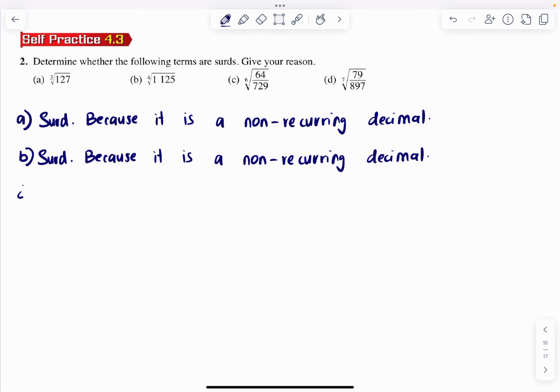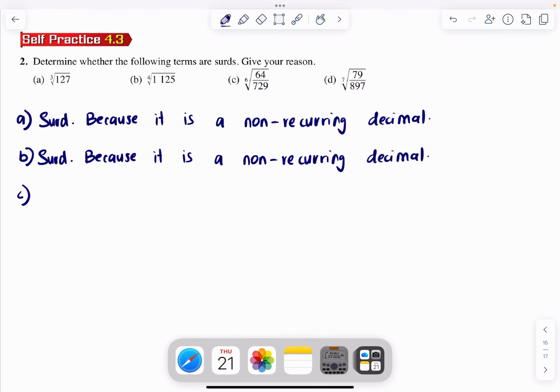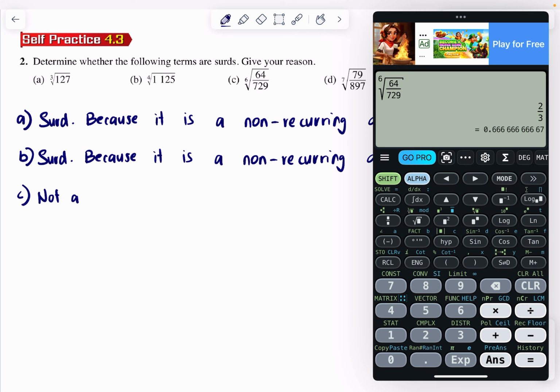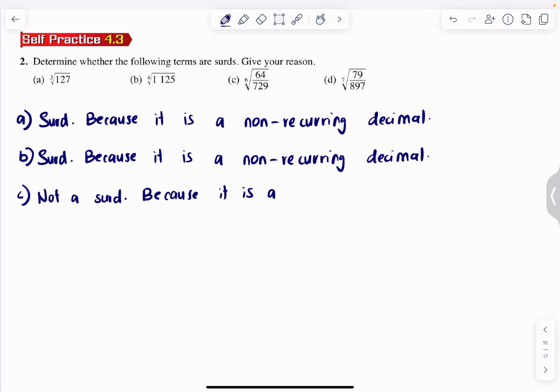Okay, C. Root 6 of 64 over 729. This is 2 over 3. You can see the decimal is recurring, 6666666. So we can say this is not a surd because it is a recurring decimal.